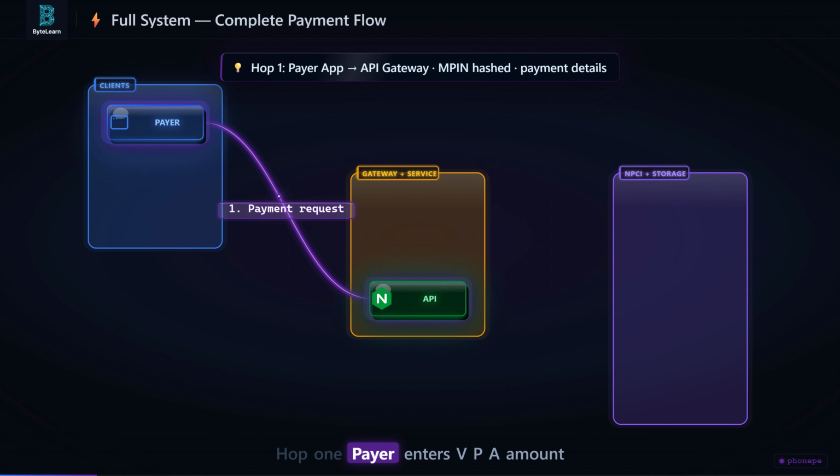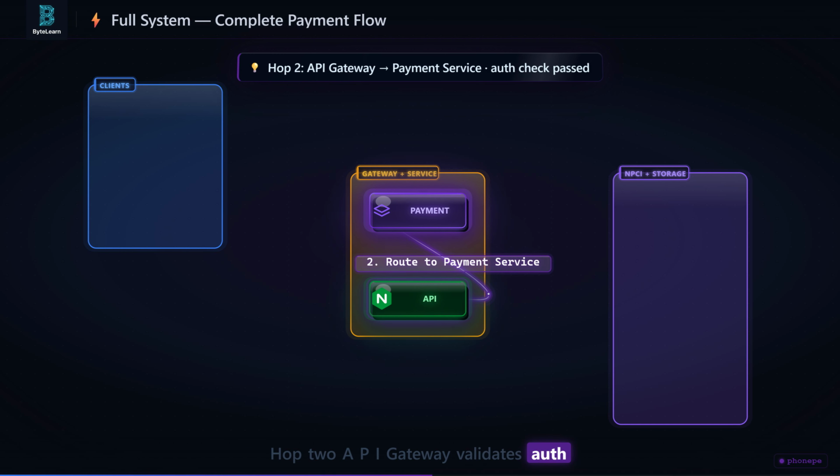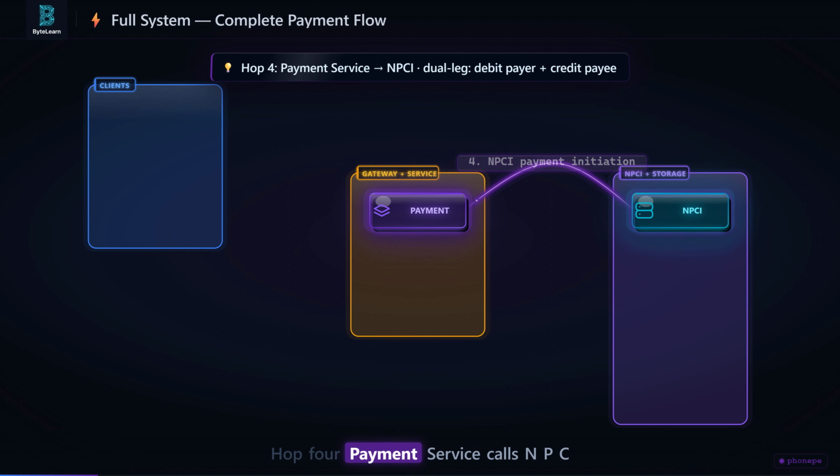Hop 1, payer enters VPA, amount, MPIN, app hashes MPIN, sends to API gateway over HTTPS. Hop 2, API gateway validates auth token and routes to payment service. Hop 3, payment service resolves payee VPA from Redis cache under 1 millisecond. Hop 4, payment service calls NPCI connector. NPCI routes debit to payer bank, credit to payee bank.